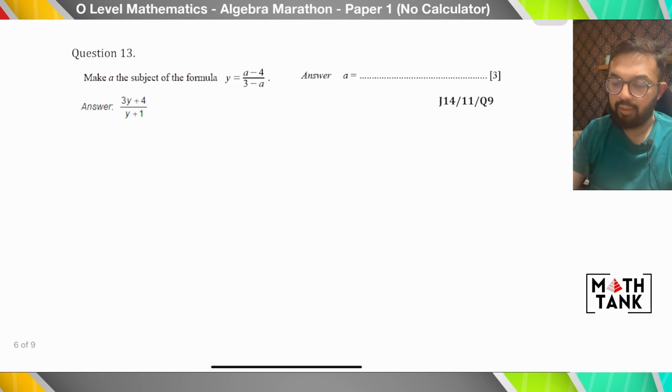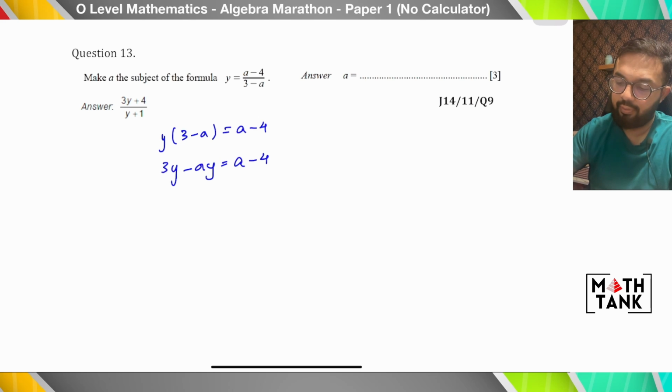Question number 13 says make y the subject of the formula, so I'm going to cross multiply and say that y into 3 minus a equals a minus 4. Now, if I want to make a the subject of the formula, I will have to gather all the a terms. So first I'll have to multiply them. So 3y plus 4 equals a plus ay. Can I factor out an a? And I get this. So a equals 3y plus 4 divided by 1 plus y.